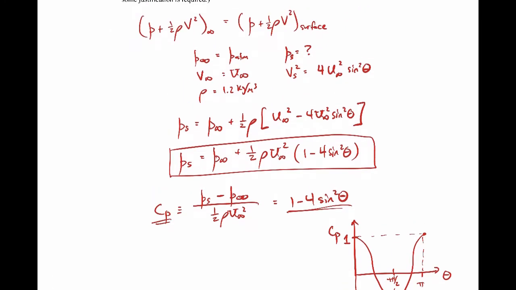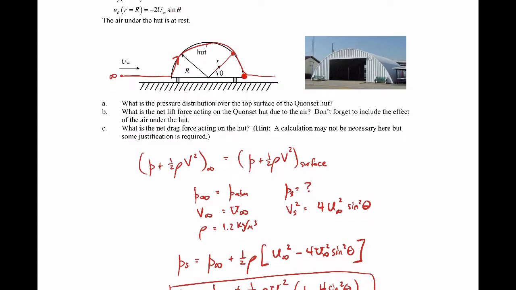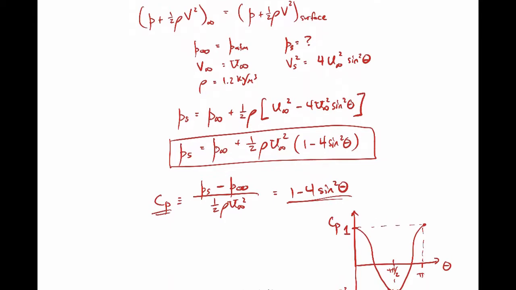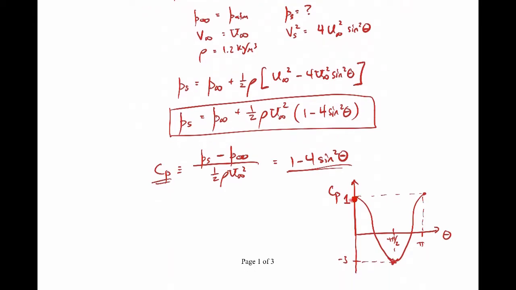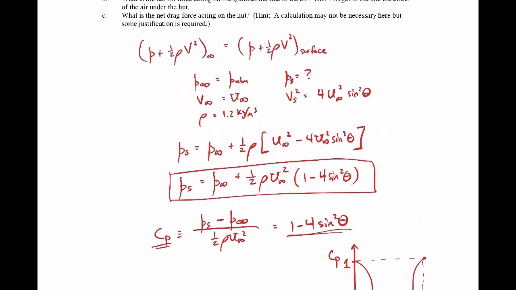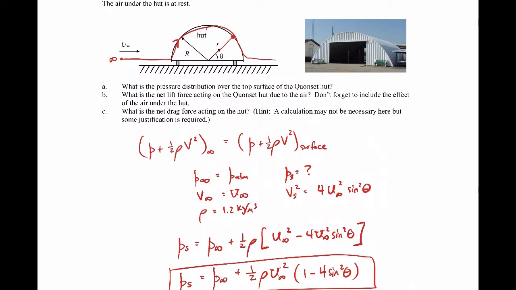So when theta is 0, we're at this side. When theta is pi, we're at that side. When pi over 2, we're at there. So you can see that the highest pressures occur at the front point and the very back point, and the lowest pressure occurs at the top. Okay, so we actually have this kind of pressure distribution: high pressure here, low pressure here, high pressure again right back there. Okay.